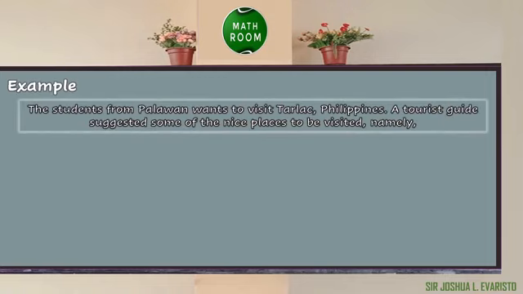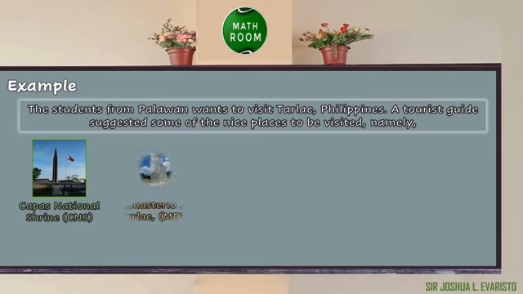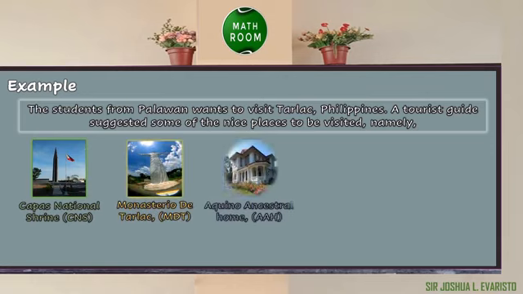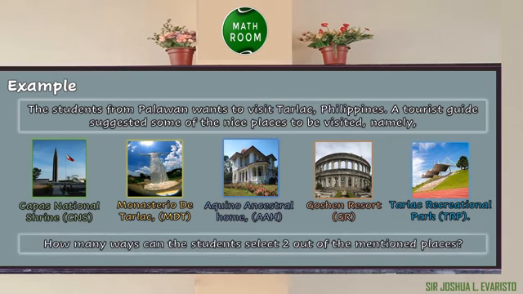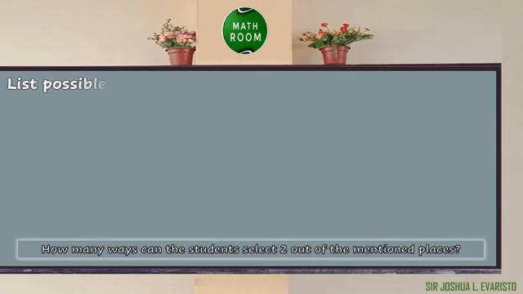The students from Palawan want to visit Tarlac, Philippines. A tourist guide suggested some of the nice places to be visited, namely Capas National Shrine, Monasterio de Tarlac, Aquino Ancestral Home, Goshen Resort, and Tarlac Recreational Park. In how many ways can the students select 2 out of the mentioned places? So, let us try to list all the possible combinations.